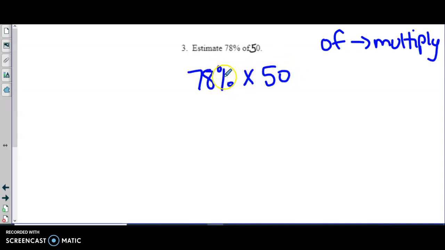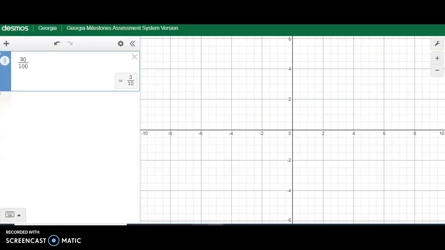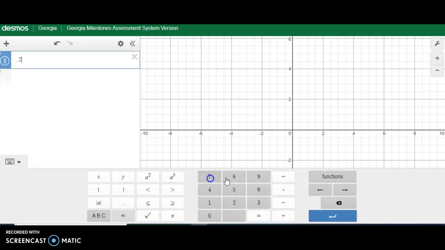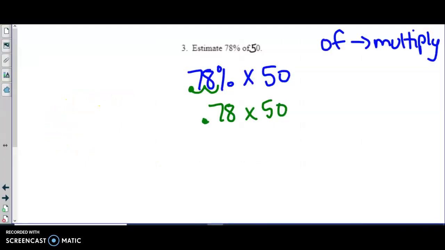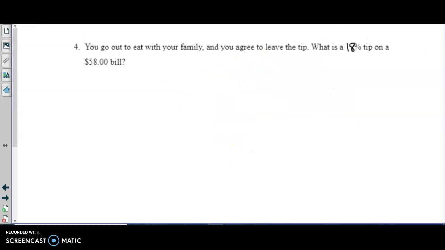Now I don't multiply with percents. I change my percents to decimals and then I multiply. So to change this to a decimal, we would move it twice. So we would do 0.78 times 50. And since we're estimating, you could round that to 0.8 times 50. But honestly, I'm so used to using my calculator that I would probably just type it in exactly how it is. 0.78 times 50, and that is 39. So when I saw this, I knew that of meant multiply. I changed my percent to a decimal, and then I multiplied them.